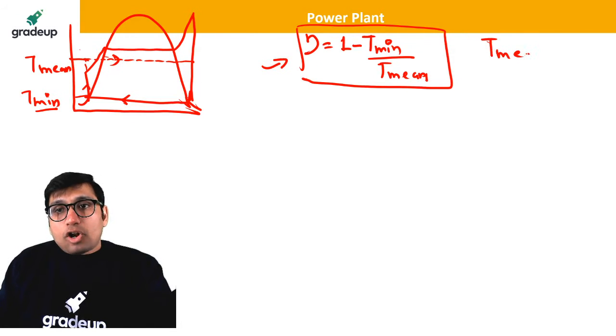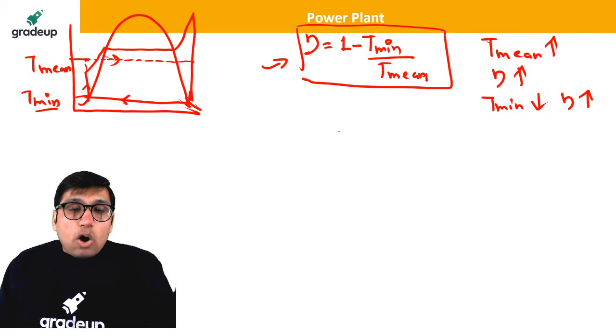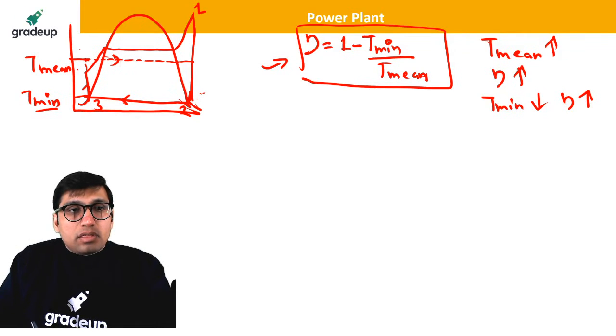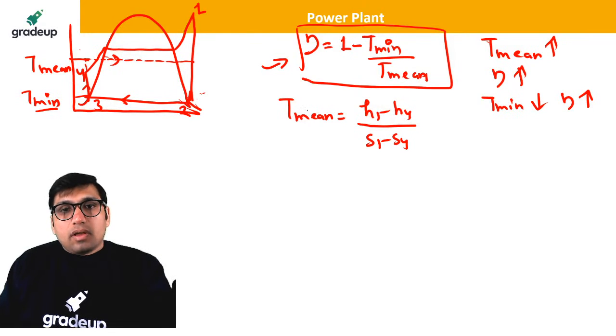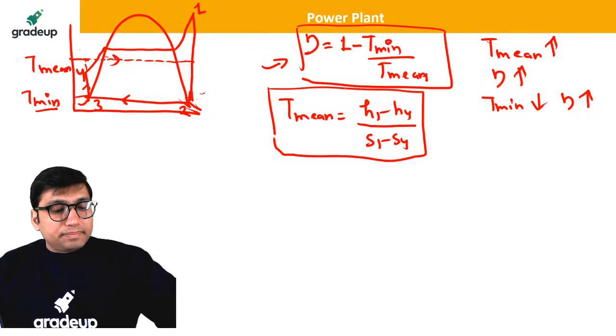Now, if the mean temperature of heat addition increases, the efficiency will increase. If the minimum temperature decreases, the efficiency will increase. Now, how to find this mean temperature? Let us say this is point 1, this is point 2, this is 3, this is 4. So the mean temperature will be equal to (H1 minus H4) divided by (S1 minus S4). This is how you can find the mean temperature of heat addition.